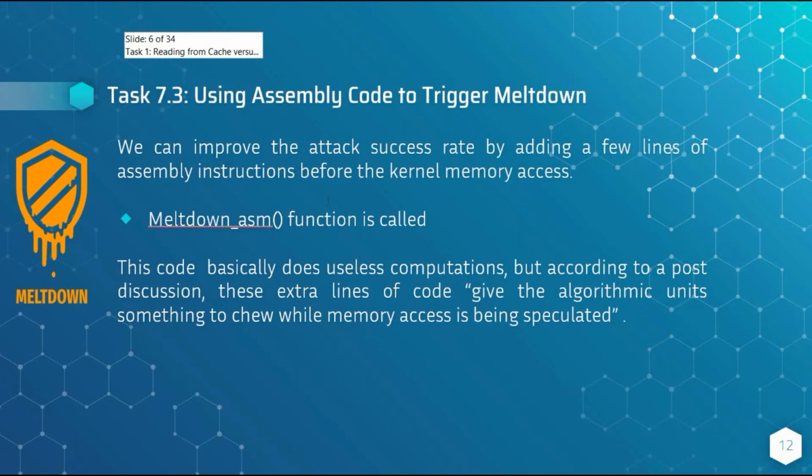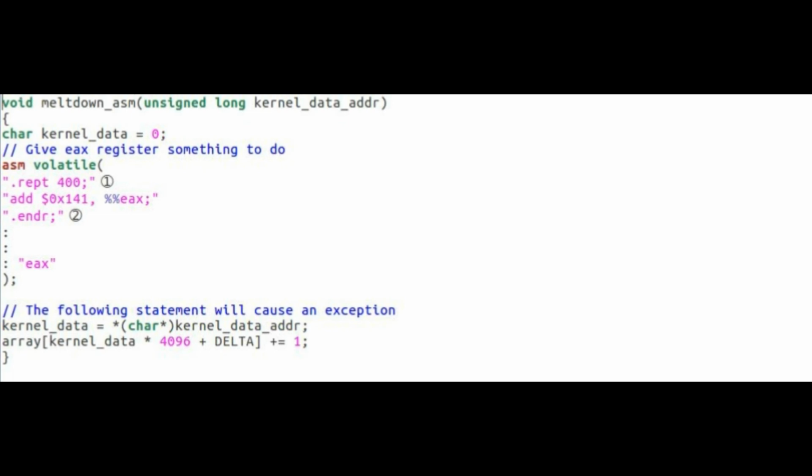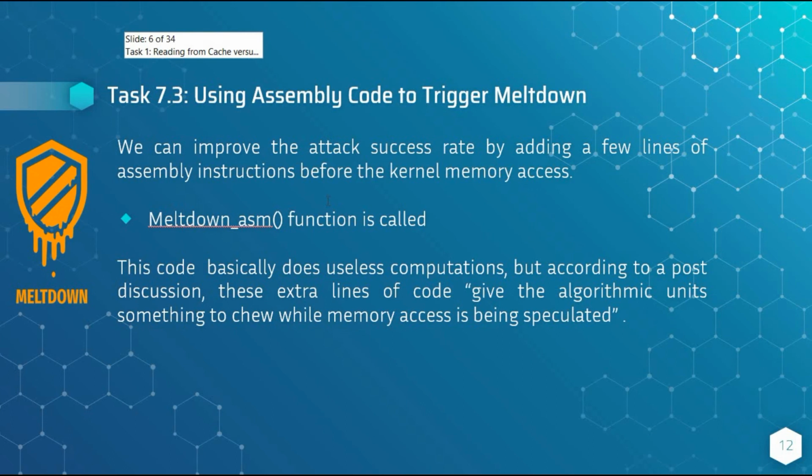Task 7.3 is using assembly code to trigger Meltdown. We can improve the attack success rate by adding a few lines of assembly instructions before the kernel memory access, as the meltdown_asm function was called. This code basically does useless computation, but according to a post discussion, these extra lines of code give the arithmetic logic unit something to chew on while the memory access is being circulated.